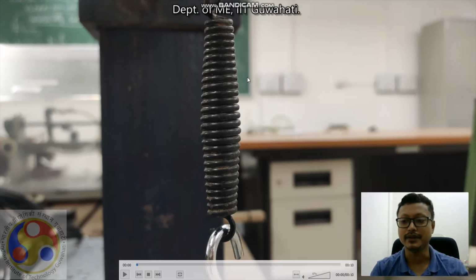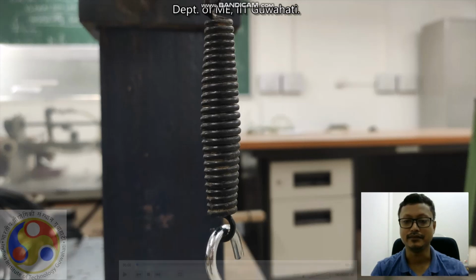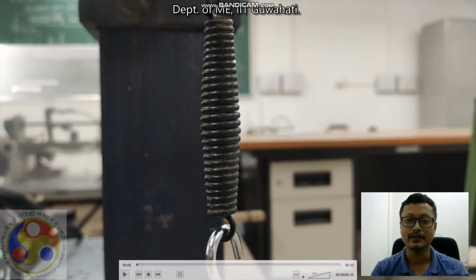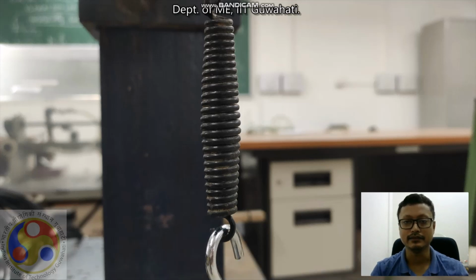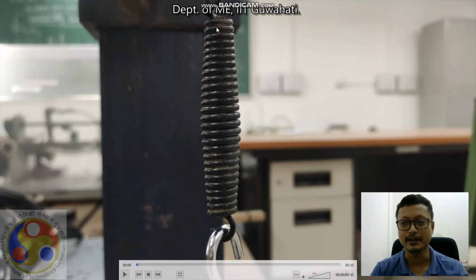So this is the spring from a bicycle. I collected this spring. So this is the spring we are going to test for the free vibration, and the stiffness of the spring we are going to find. This is an irregular diameter shape. I will collect all the diameters of this spring from all the sections. Then take an average of the data, from where I get a mean diameter.